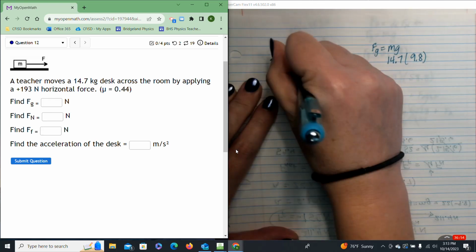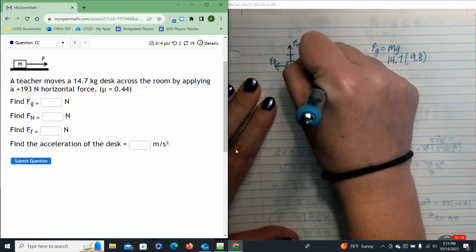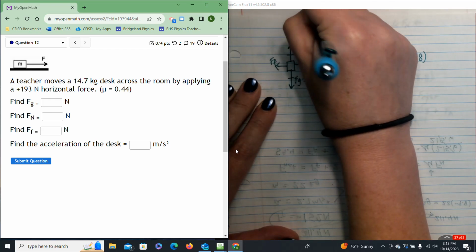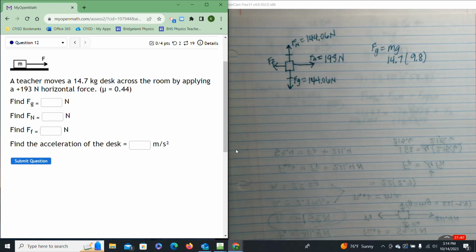144.06. So this is 144.06 newtons downward. This is 144.06 newtons upward. So I've already found two of them just with that one calculation.